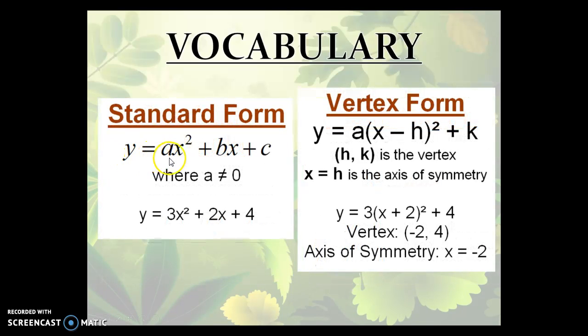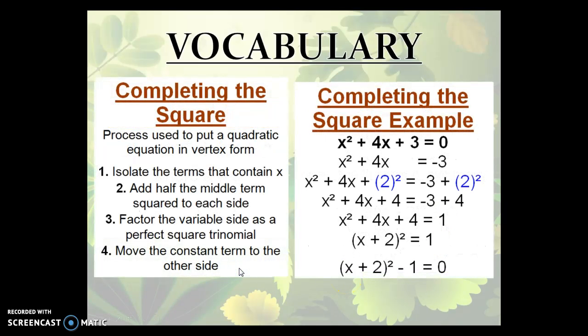Standard form, y equals ax squared plus bx plus c. This is how we normally see it. Vertex form, y equals a times (x minus h) squared plus k, where h and k are the vertex. So here, -2 and 4 are the vertex. Completing the square, we don't need to look at today.